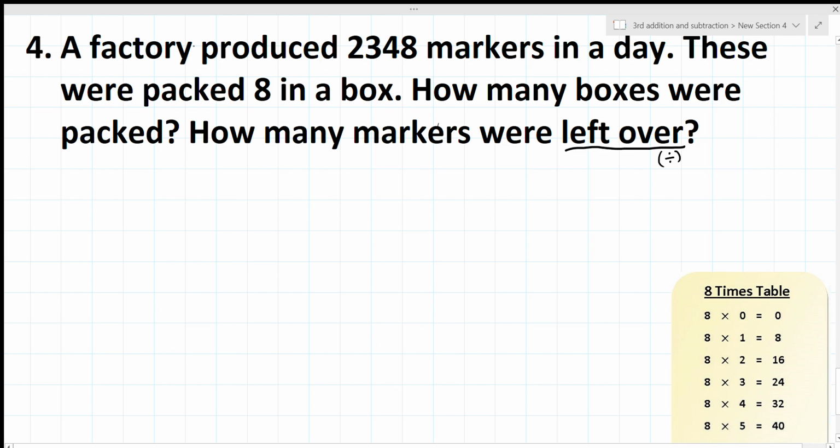Now listen. A factory produced 2348 markers in one day. Okay, and they were packed in a box also, 8 in a box. So they were packed 8 markers in one box. Now what we want to find is how many boxes were packed and how many markers were left over. So here the quotient is the number of boxes packed and the remainder is the number of markers left over. Now let us find out the solution.